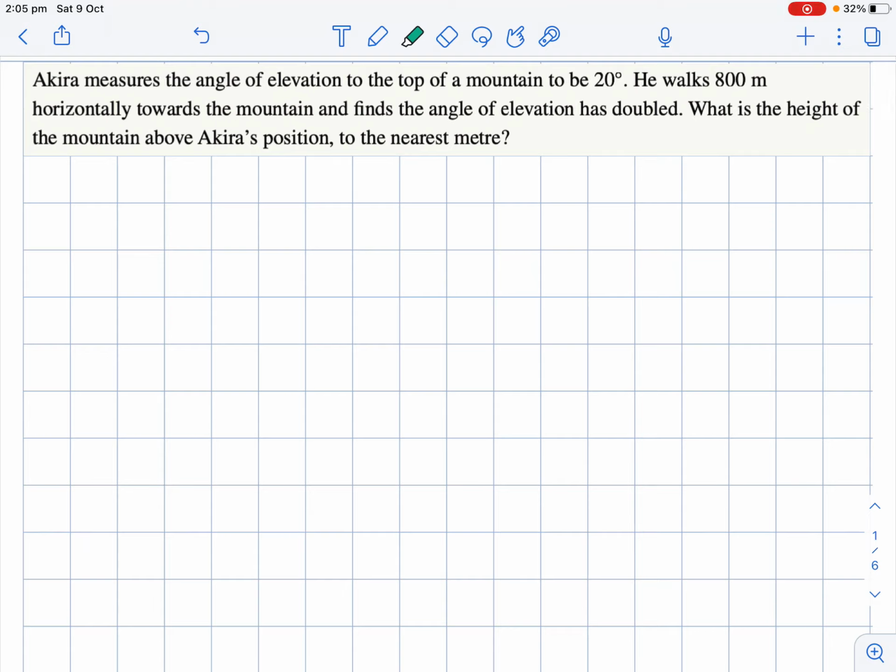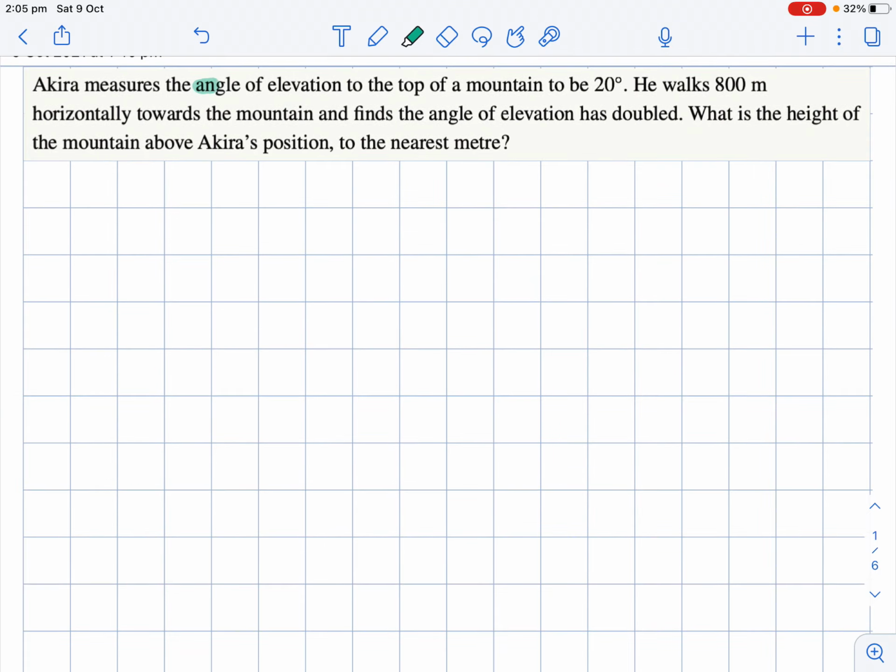Akira measures the angle of elevation to the top of a mountain to be 20 degrees. He walks 800 meters horizontally towards the mountain and finds the angle of elevation is doubled. What is the height of the mountain above Akira's position? So let's actually start highlighting.